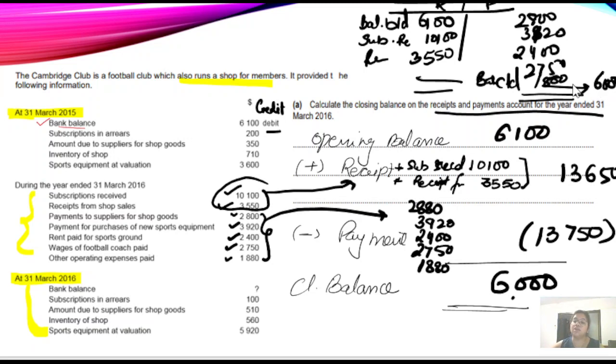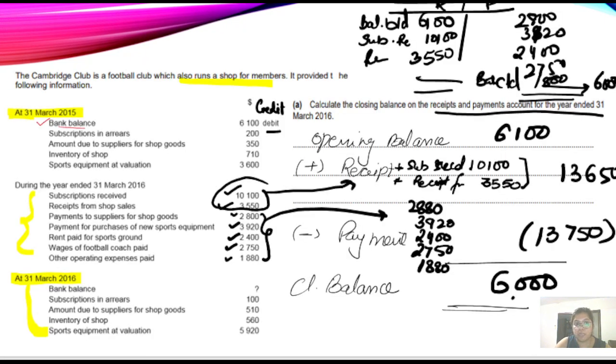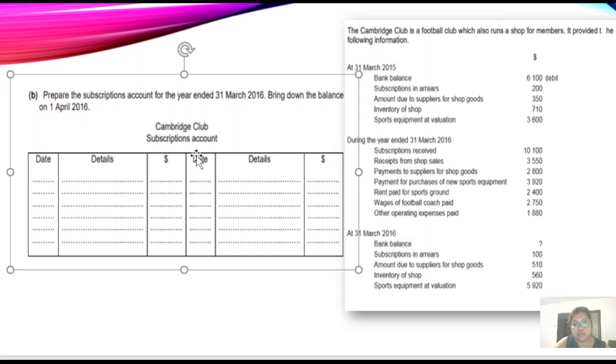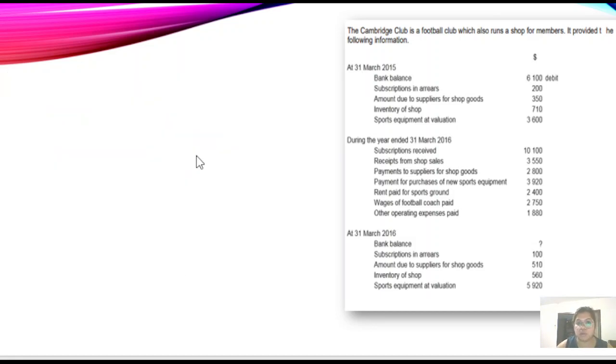Okay, I think it is clear to you. Very nice. If it is not clear, please let me know, and I'm going to help you out again, because I think someone needs the receipt and payment account in T shape.